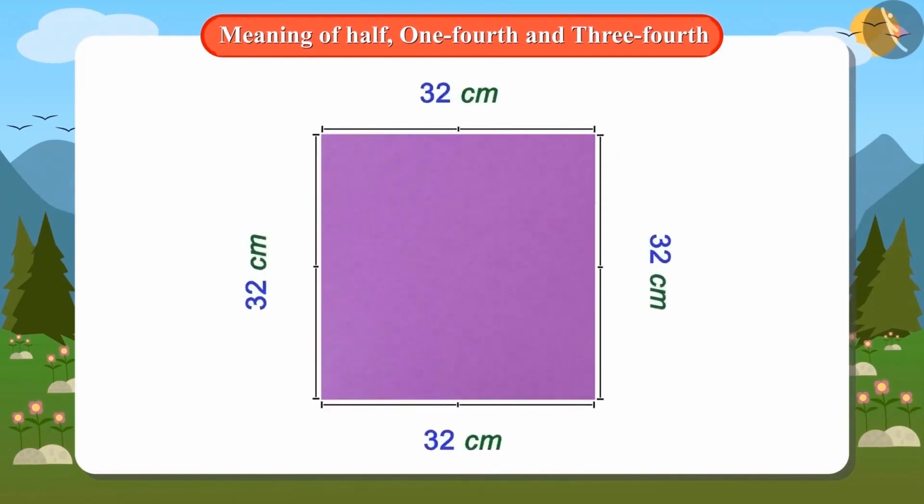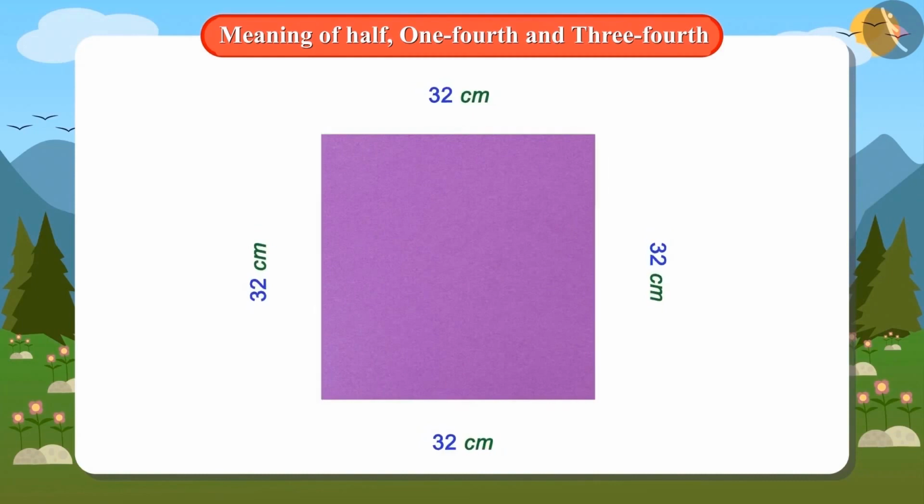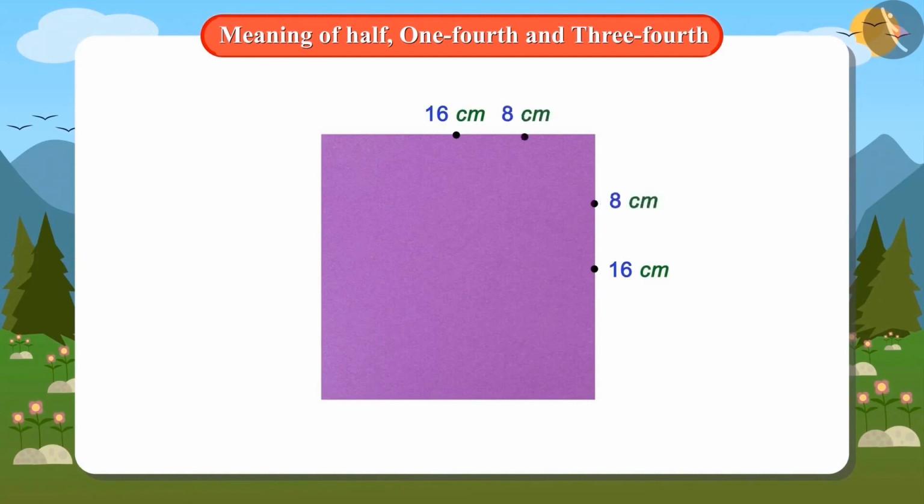All the sides are 32 centimeters. Then I marked half on the top and right sides. That is 16 centimeters. After that, I marked half of the half, that is 8 centimeters. In this way, I came to know that both sides of the quarter of the cardboard would measure 8 centimeters. So I cut a piece of cardboard of 8 centimeters length and width and gave it to you.